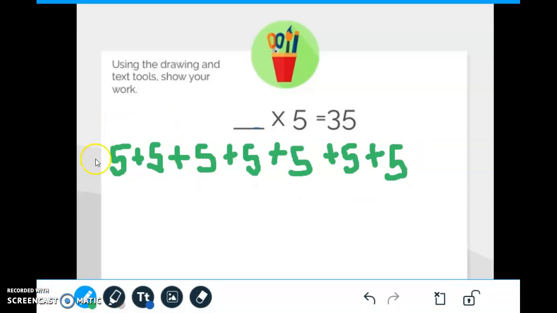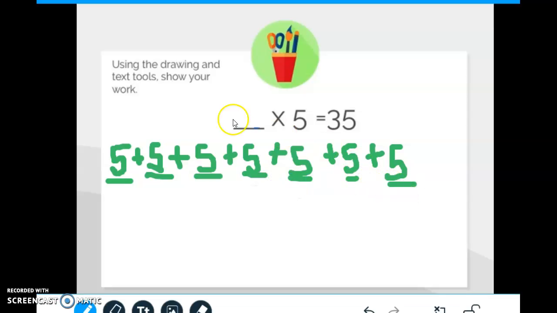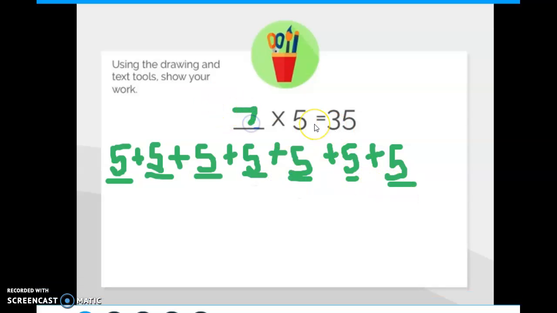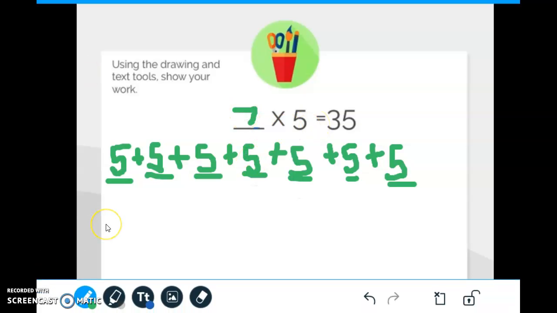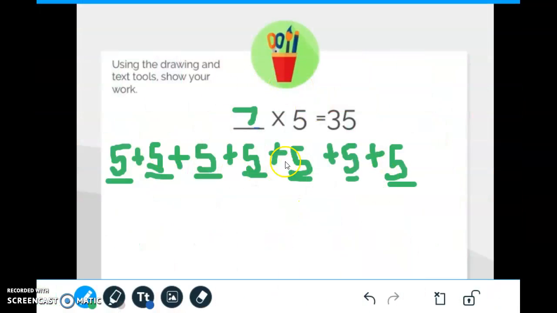So let's count that just to be sure again. 5, 10, 15, 20, 25, 30, 35. How many times did we add 5? 1, 2, 3, 4, 5, 6, 7. So that would be 7 times 5 equals 35. That's using a different operation to solve for your problem.